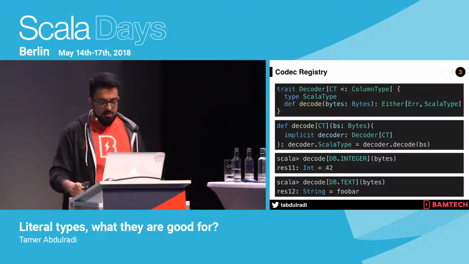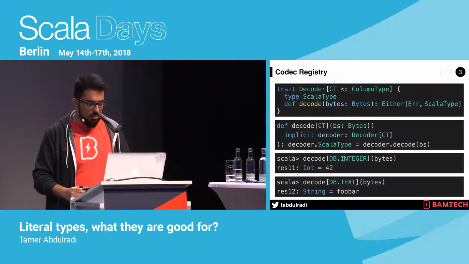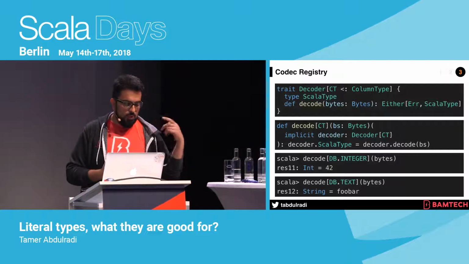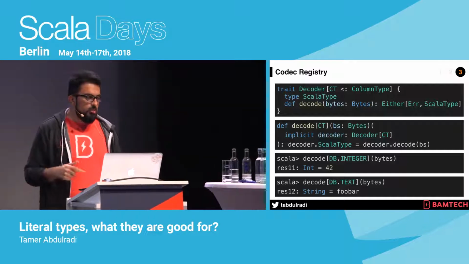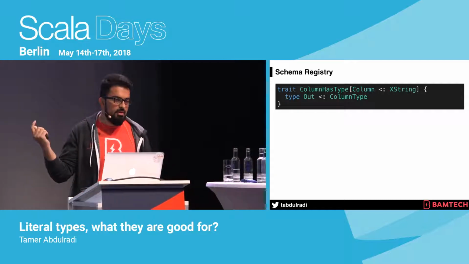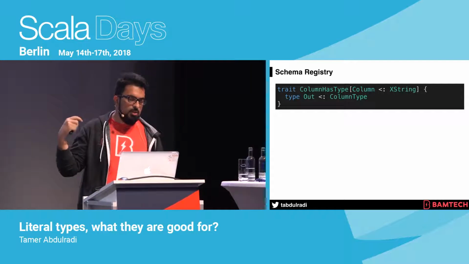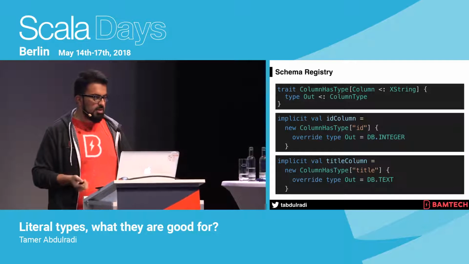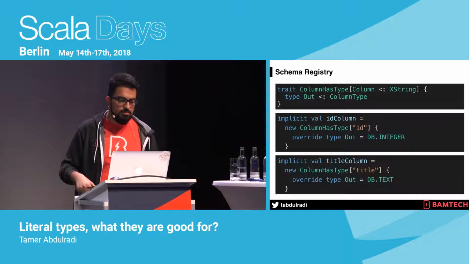Let's do the same example, but instead of specifying the database types, I want to specify column names. In order to do that, first I want the type system to know the relation between column names and the database types. For this, also the same trick: I define a type class with a type member. The input here is the column name, and the output is the column type. And this is how I define the schema, just implicit instances for every column I have in the database.